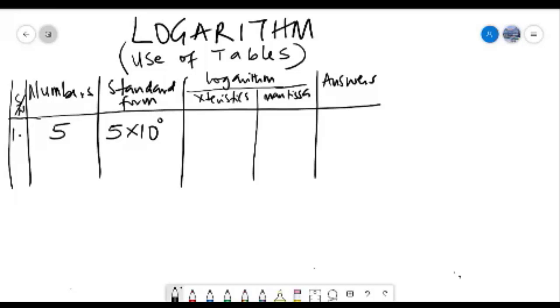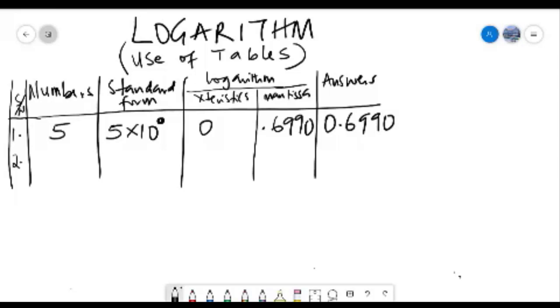So now from this standard form I can guess what the characteristic of the logarithm of 5 is going to be. The characteristic is always this power, this 0. So my characteristic is 0, and of course using my log table I can now find the mantissa. So we have 6990. So finally my answer will be 0.6990.